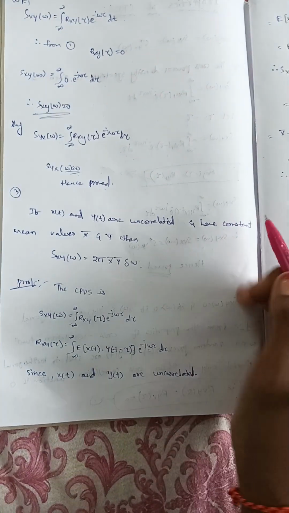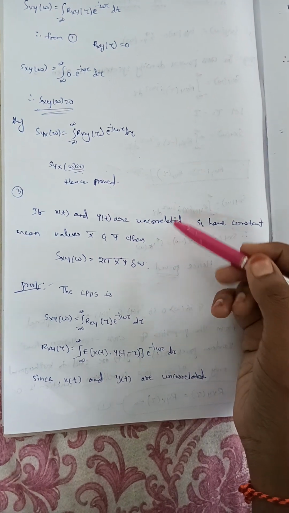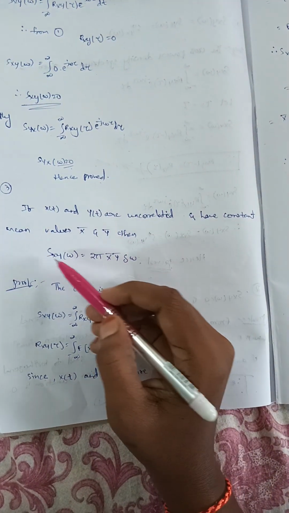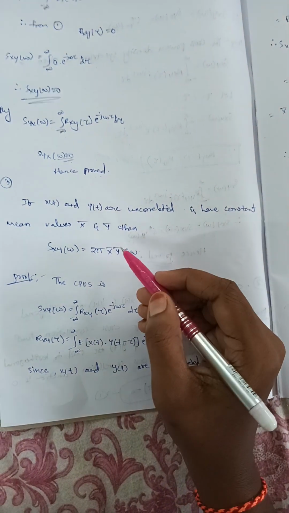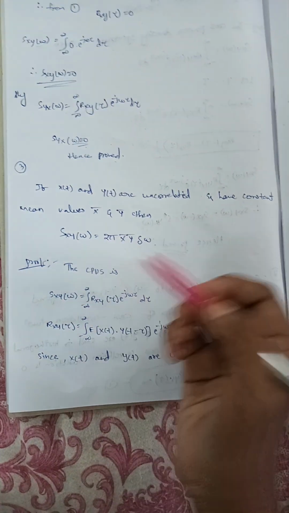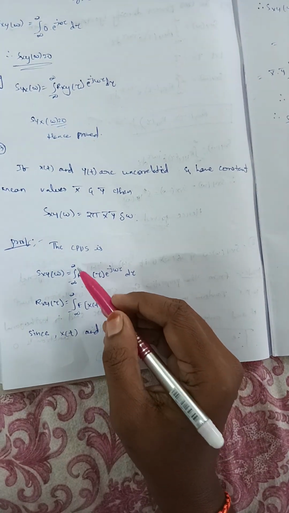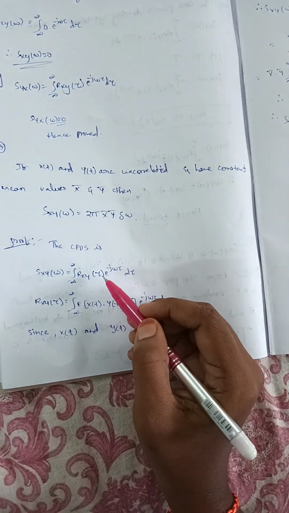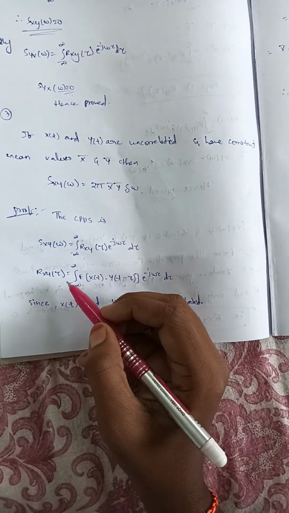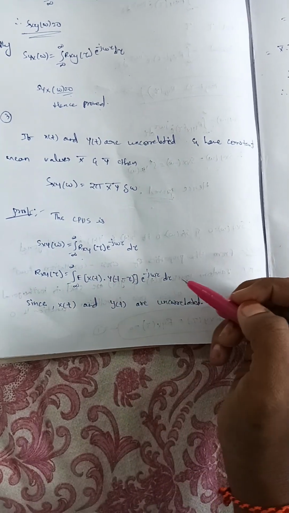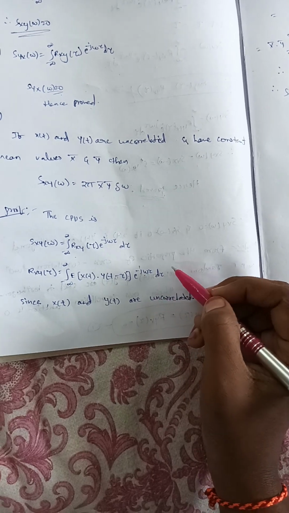So, coming to the third property, if x(t) and y(t) are uncorrelated and have constant mean values x̄ and ȳ, then Sxy(ω) equals 2π x̄ ȳ δ(ω). Proof. From the CPDS, Sxy(ω) equals the integral from −∞ to ∞ of Rxy(τ) e^(−jωτ) dτ. Rxy(τ) equals E[x(t) y(t+τ)], so Sxy(ω) equals the integral of E[x(t) y(t+τ)] e^(−jωτ) dτ.